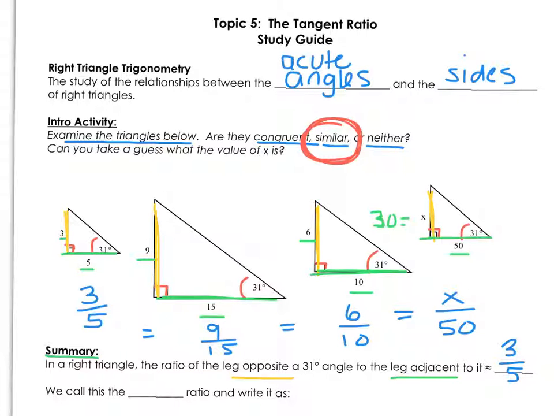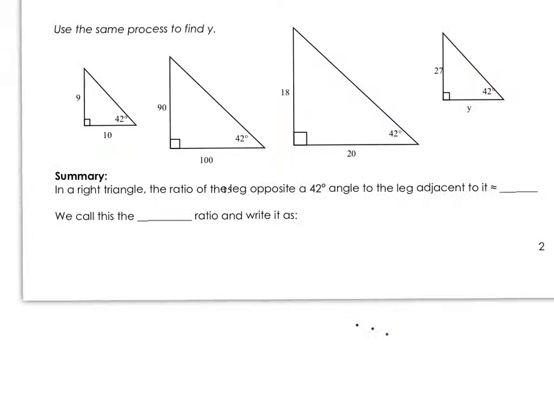This is called the tangent ratio, T-A-N-G-E-N-T. How we write this is the tangent of 31 degrees equals 3 to 5. So that's how we write that. Let's take a look at the next one.